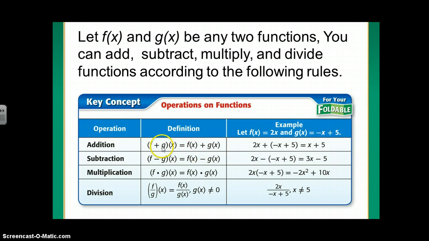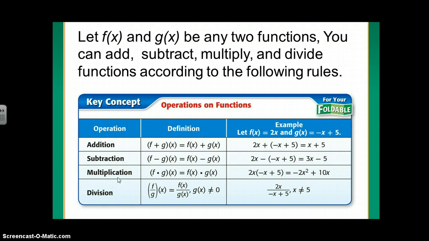If you have f plus g of x, that just equals f of x plus g of x. And here's an example. If f of x equals 2x, g of x equals negative x plus 5, all I'm doing is adding those two together and getting my solution. Subtraction, same deal. Okay, it's f minus g of x, so that's just f of x minus g of x. And here's that example. Multiplication, we have to make sure we have our notation. This is f times g of x.